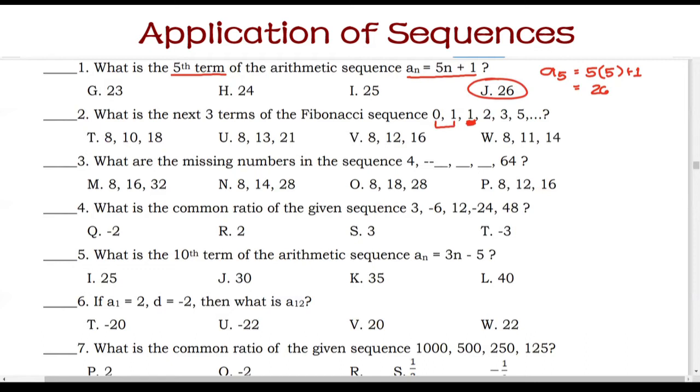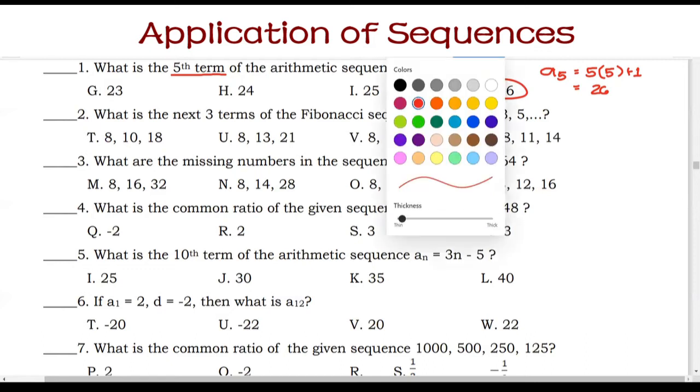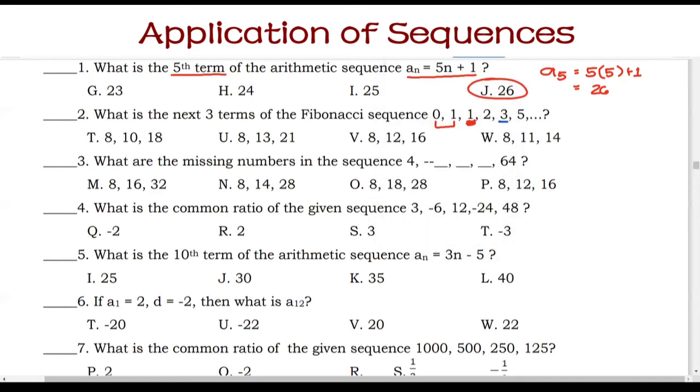So, 0 plus 1, you will get 1. Okay? Isa pa. Paano kukunin yung 3? Kuhanin nyo yung dalawang numbers na nauuna sa kanya. Ito, 1 at saka 2. Pag pinag-add mo, 3 naman talaga ang sagot. Okay, so let's find the next 3 terms of the Fibonacci sequence.